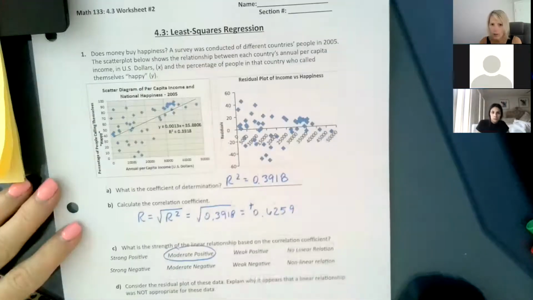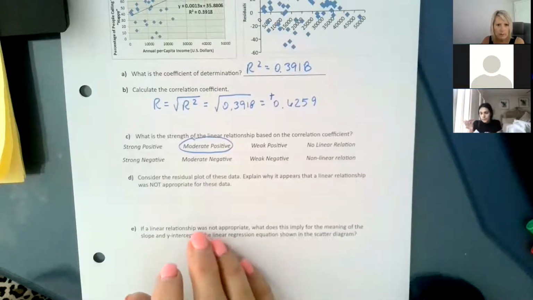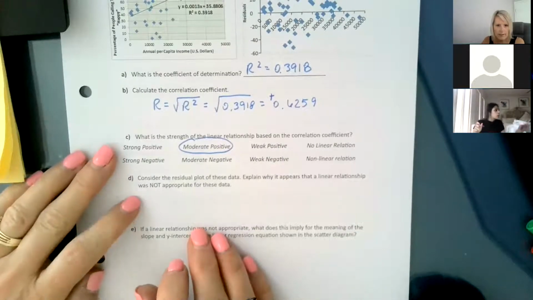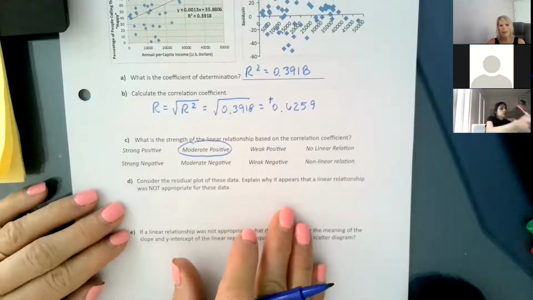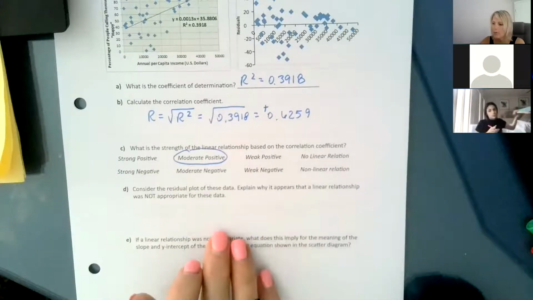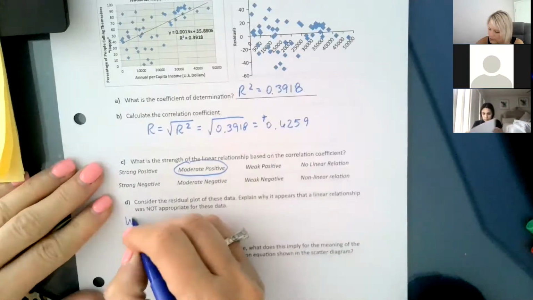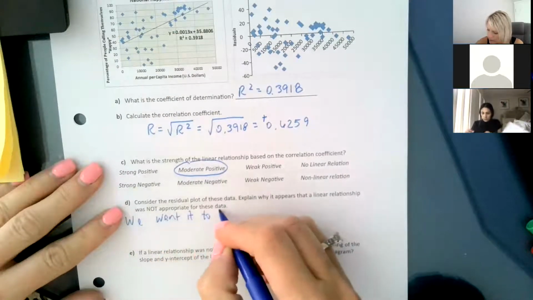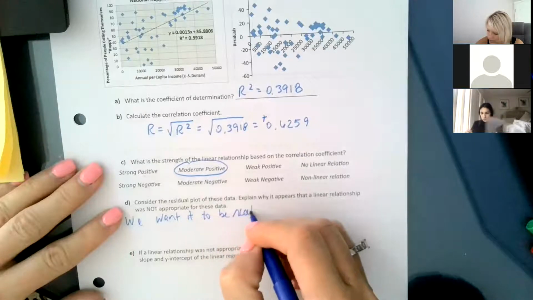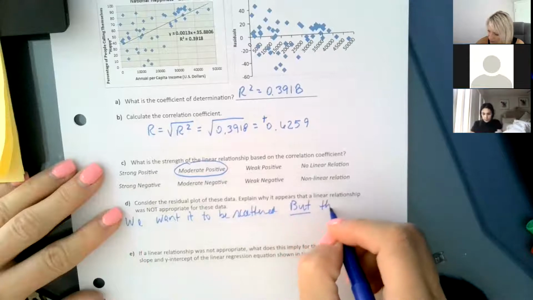We're on page 481. Almost done with the activities. It says, consider the residual plot of these data. Explain why it appears that a linear relationship was not appropriate for these data. So the residual plot, remember, we want it to be scattered. Let's write it down here. We want it to be scattered. But this one has a pattern.